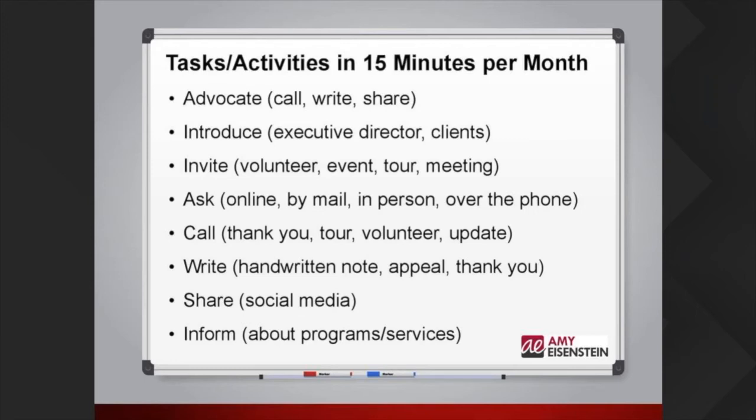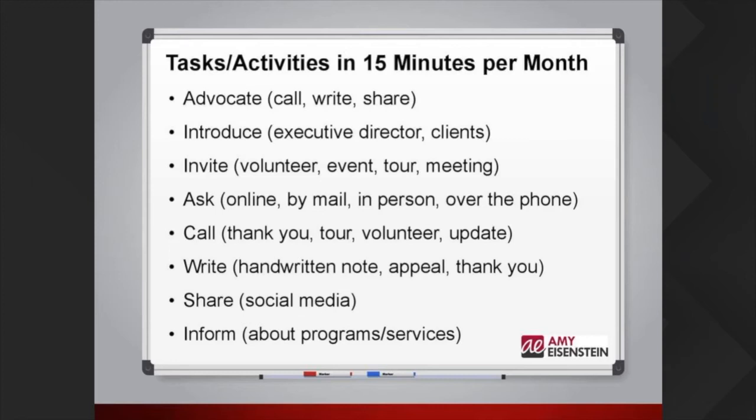So asking for gifts, you can ask online by sharing a link. By mail, you can handwrite a note. In person, that probably takes a little bit longer than 15 minutes. Asking over the phone. So these are things that I hope that they come up with, some of the things in their brainstorm. So of course, making phone calls to thank donors.